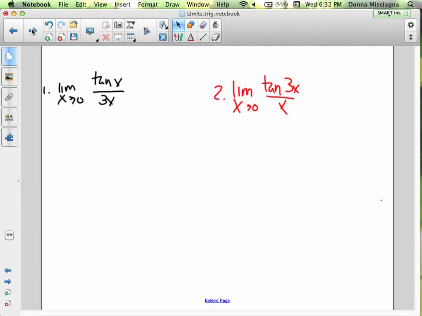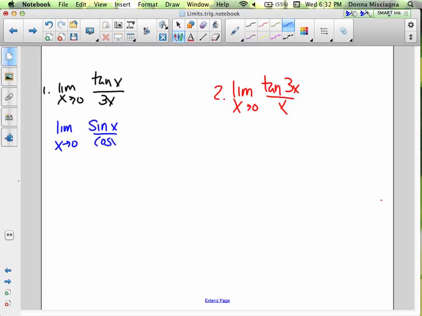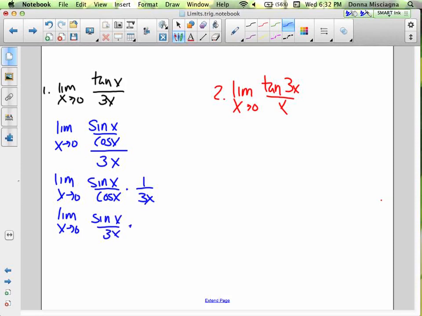All right, so let's do some more with tangent. Now that we have the hang of this, let's rewrite it. We have the limit as x approaches 0 of sine x over cosine x, divided by 3x. Let's split it: the limit as x approaches 0 of sine x over cosine x times 1 over 3x. These have to go together, the sine x and the 3x. So the limit as x approaches 0 of sine x over 3x times, excuse me, 1 over cosine x.